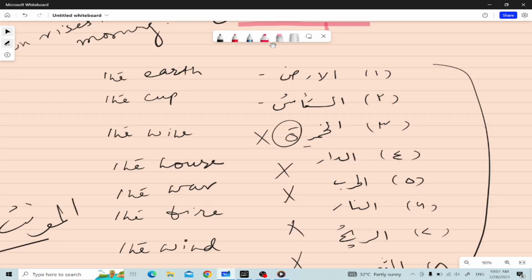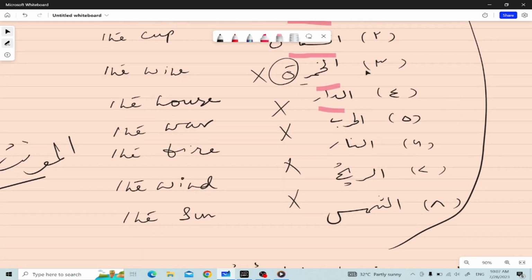Let me tell you all those words which are used as muannas. The word al-ardu, which means the earth, al-ka'su, which means cup, al-khamru, because this word is muannas already, no need to put a round ta, that's called ta al-marbuta. Ad-daru, the house, al-harbu, the war, an-naru, the fire. Similarly, ar-rihu, the wind, ash-shamsu, the sun. And these words are used as muannas.